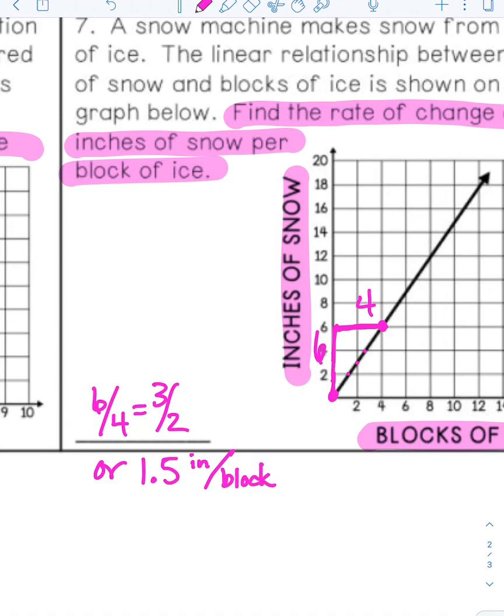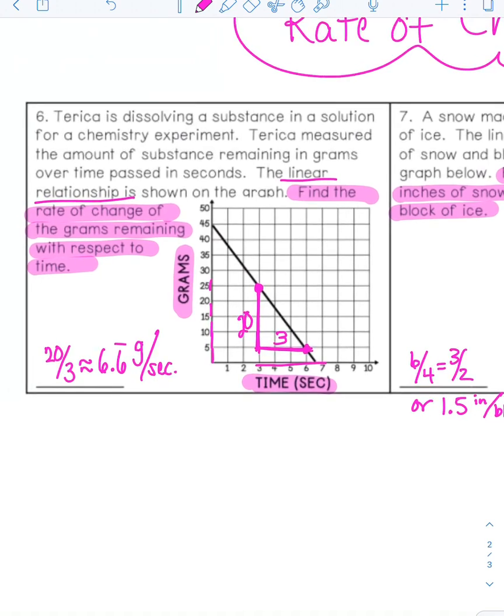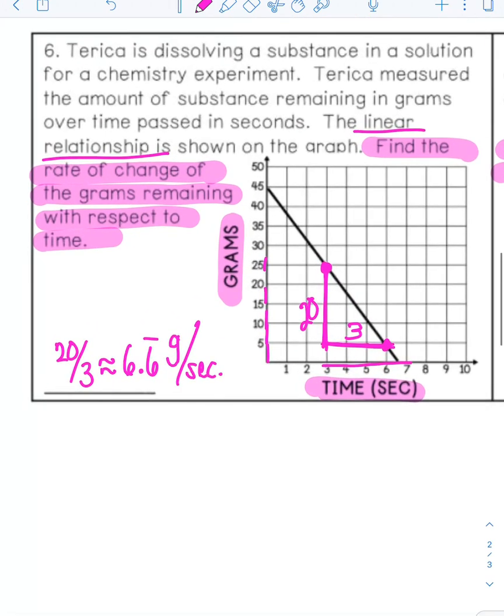And I want to go back and correct something on number 6. On number 6, what did we forget, or what did I forget? That line is decreasing. It's going down, so my slope should be negative 20 over 3 grams per 3 seconds, or negative 6 6/10 grams per second.